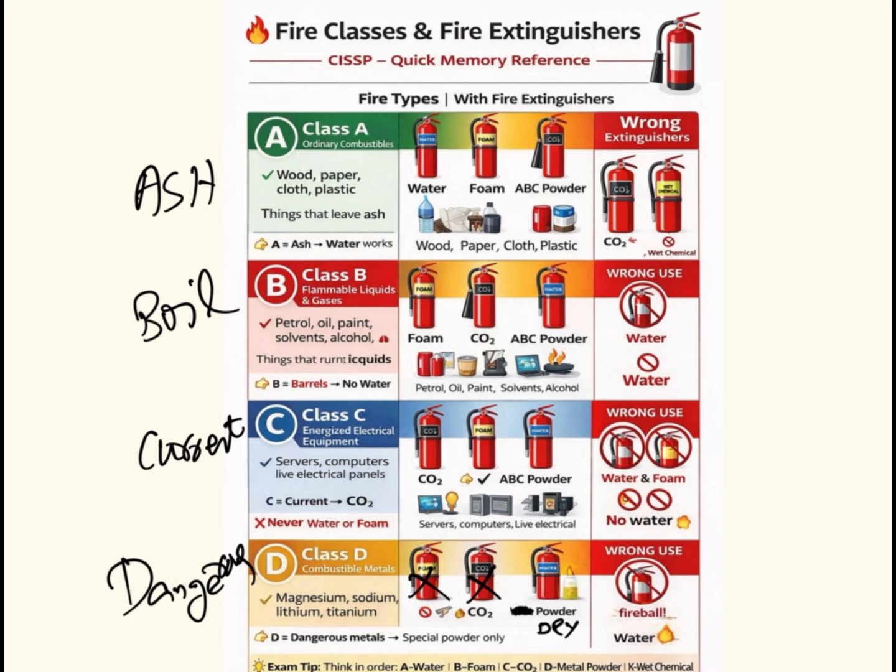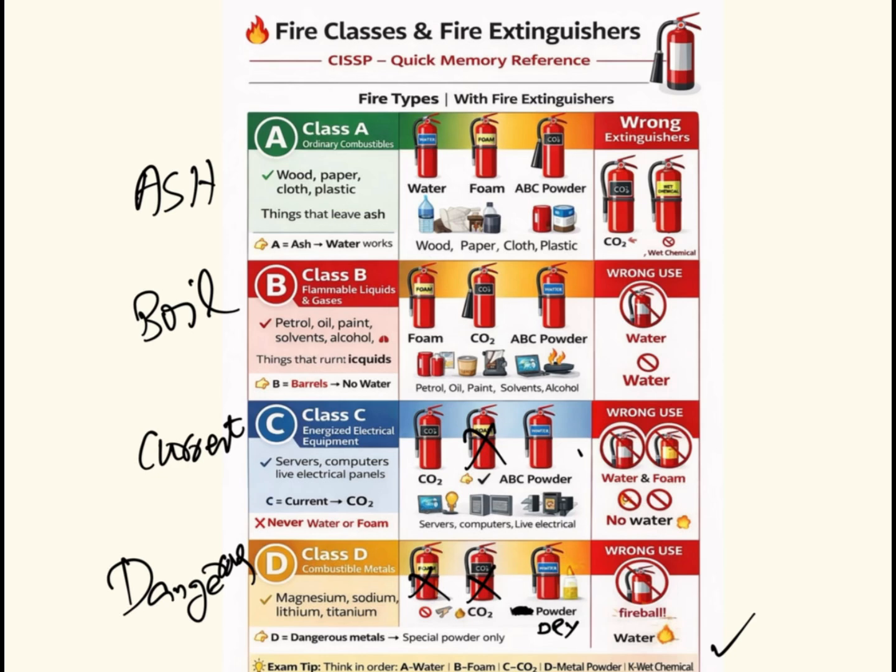So now let's repeat it. Fire class A, the correct extinguisher is water, foam, ABC powder. And B, we use foam, CO2, ABC powder. Class C, we use CO2 and ABC powder. And class D, we use dry powder only, and class K, wet chemical. Class K is not mentioned over here, but it's a wet chemical.